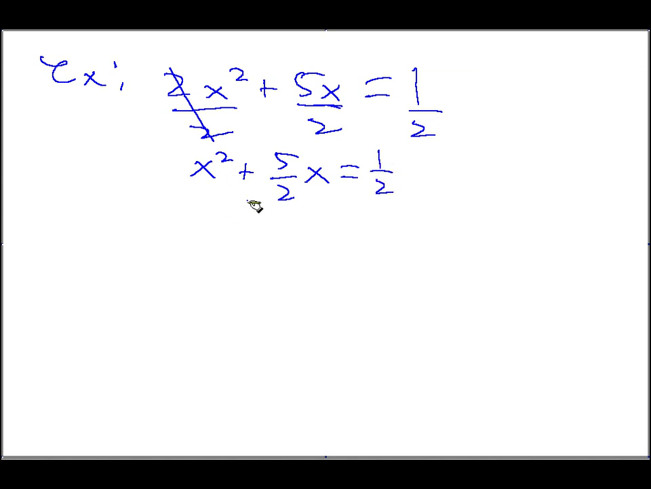Okay? Now, let's figure out the number to add to both sides. Again, how do I figure it out? We're going to take half of the x coefficient, or half of what? Half of 5 halves, because isn't 5 over 2 the x coefficient? Yes, it is, right?